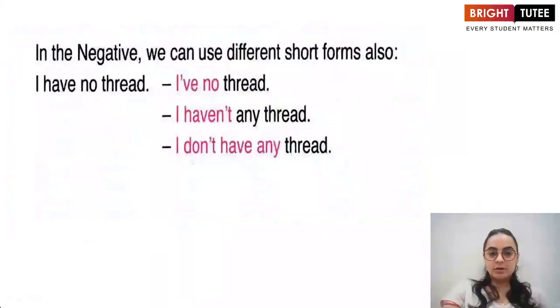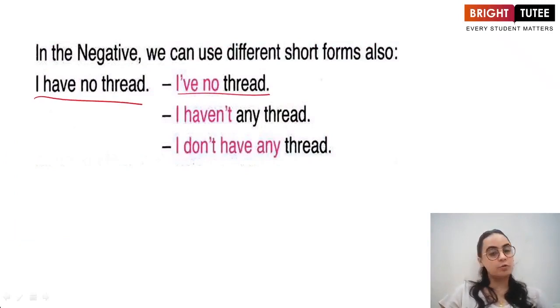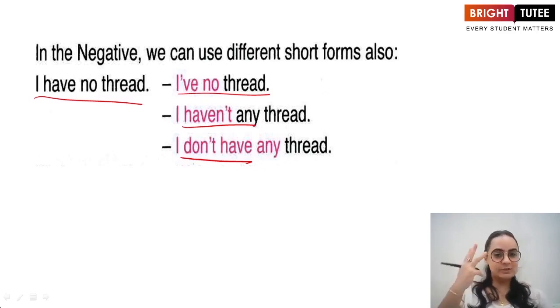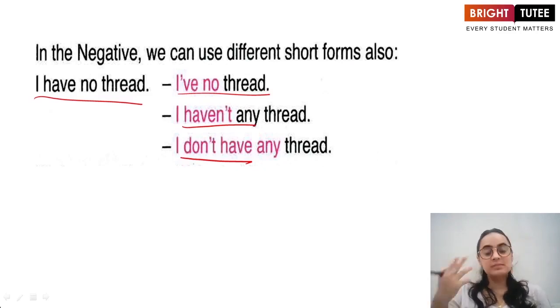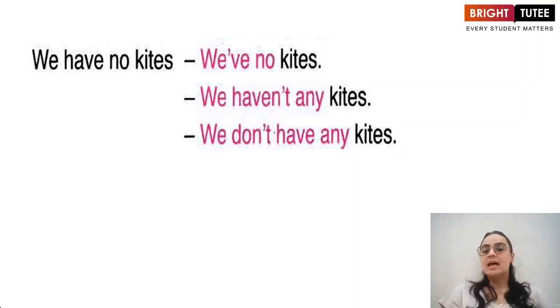Let us look at some of the examples now. I have no thread can be written as I've no thread. It can also be written as I haven't any thread. And it can also be written as I don't have any thread. So these are the three different forms in which we can use have in a negative sentence structure.